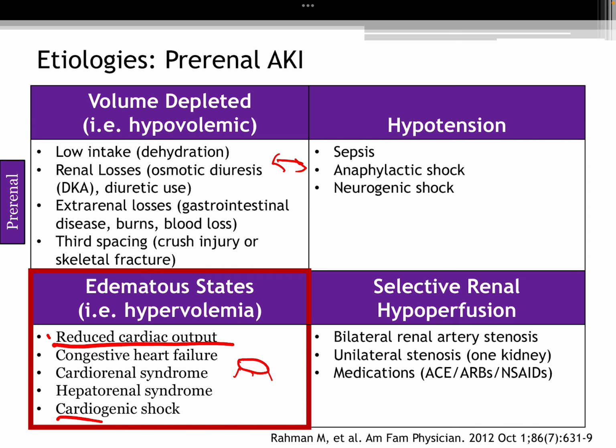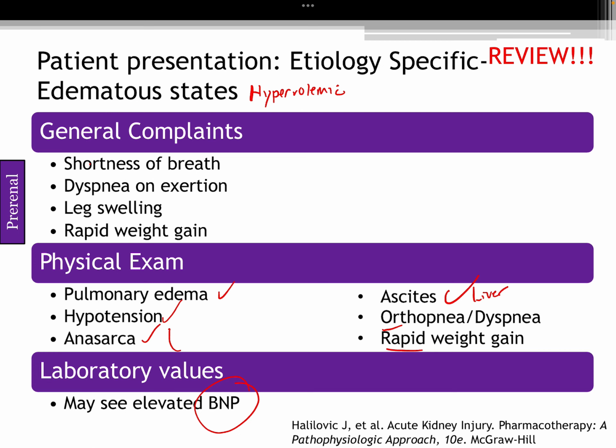In edematous states, of course, these patients will be hypervolemic. And the signs and symptoms of hypervolemia are very similar to what we've learned before: shortness of breath, dyspnea on exertion, leg swelling, and rapid weight gain. You also see that patients may have pulmonary edema on physical exam, hypotension, anasarca, which means that they have fluid everywhere, and ascites, fluid in the abdomen. Specifically, this happens in liver disease. Orthopnea is where, when you lay down flat, you feel breathless, and dyspnea is just the feeling of breathlessness. You may see an elevated BNP, and that could be a sign of an edematous state.